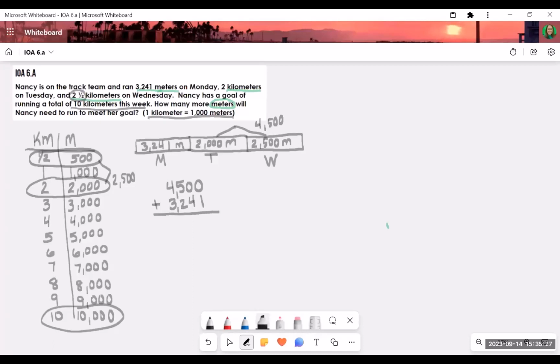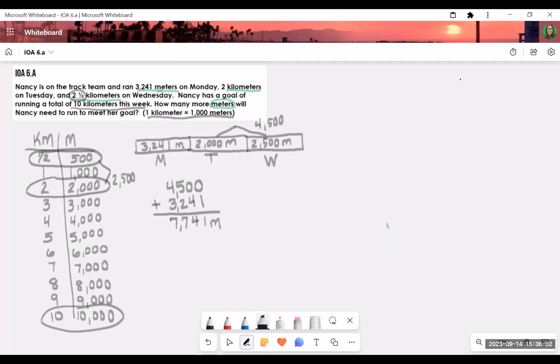3,241. So I'm going to go to my ones place and add up my ones, then my tens, then my hundreds. Notice there's no regrouping. So the total amount she has run so far is 7,741 meters. Okay, which I know is less than 10 kilometers or 10,000 meters. So let's move on to step 2 now.